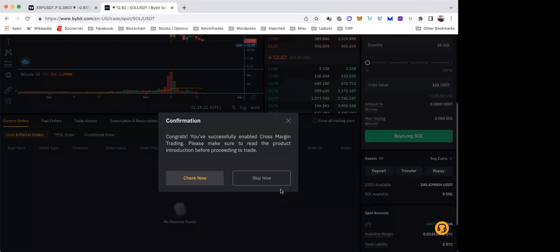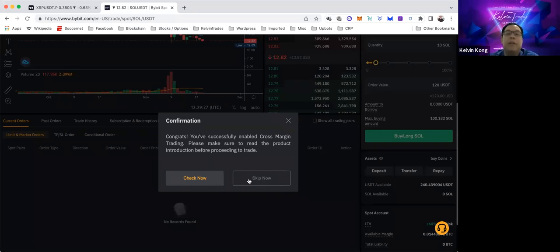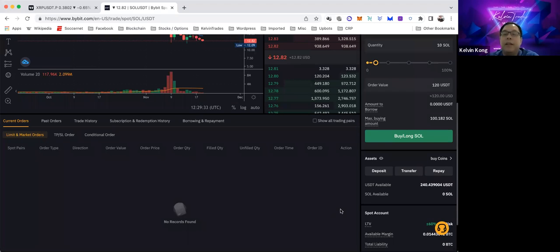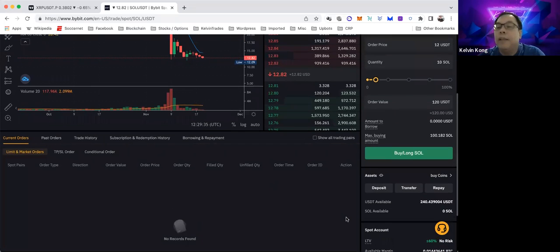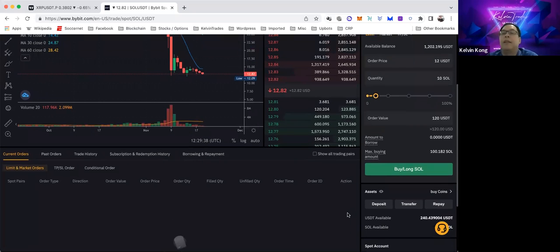I think I accidentally clicked on margin trading instead. I might just click it, just get rid of it. Congratulations, you're successful. Enable cross margin trading. Please make sure to read. Okay, skip now. All right, just don't touch it. You can click it, but you don't touch it.